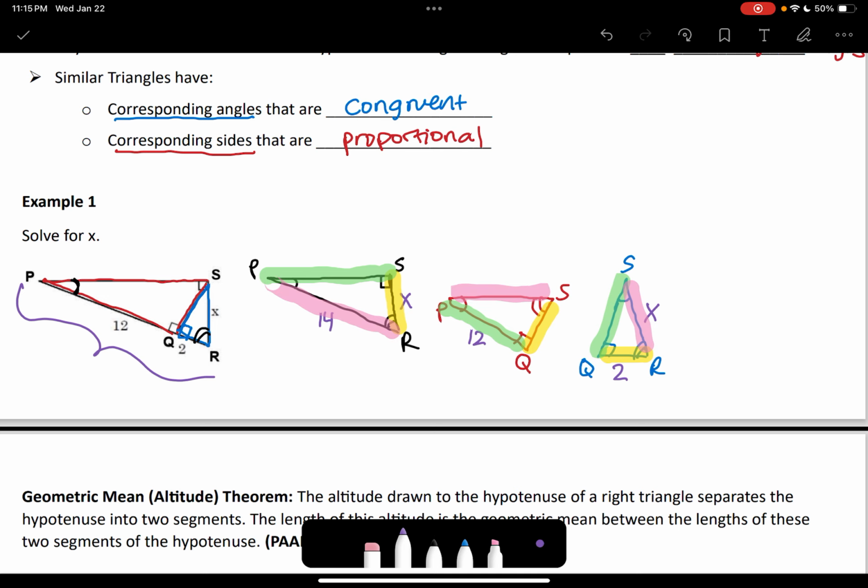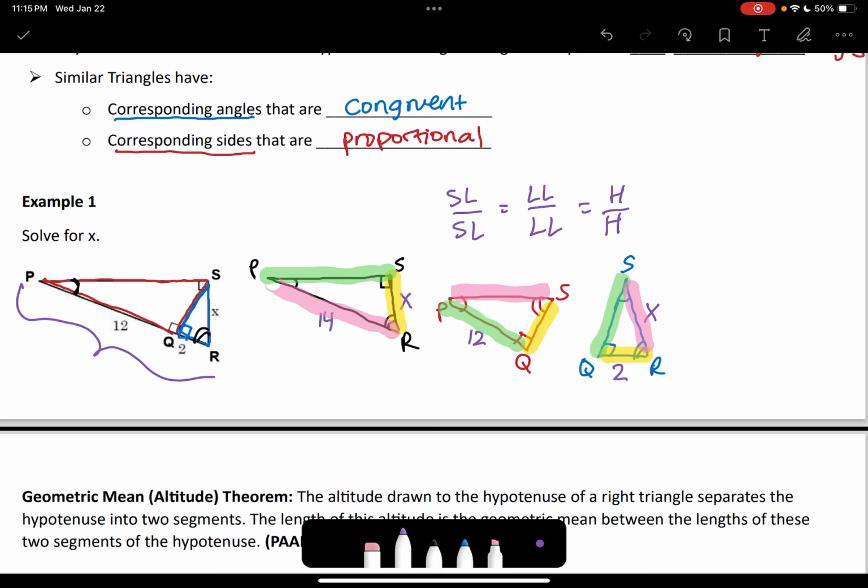The way that I usually like to set up these proportions is the following way. I like to set these up as short leg over short leg equal to long leg over long leg equal to hypotenuse over hypotenuse, depending on the information that's provided. So if I take a look at my triangles, if I want to set up a proportion and solve for X, I need to know 2 sides of the triangle minimum.